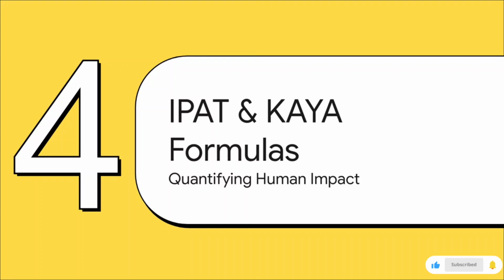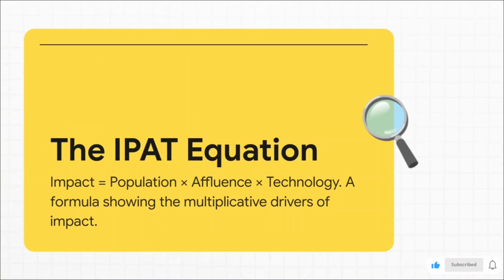So, with all these moving parts, how in the world do we even try to measure our impact on the planet? Well, this brings us to two absolutely critical formulas that you have to have memorized for your exam. Seriously. And here it is, the IPAT equation. It's a really simple but super powerful way to think about our environmental impact.